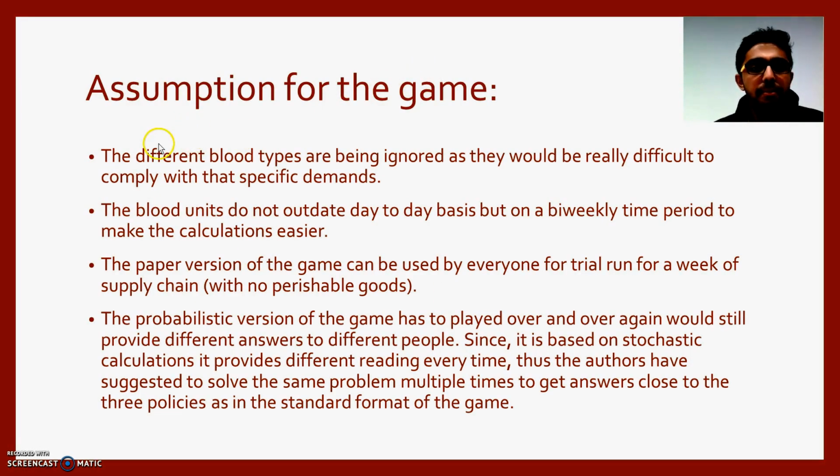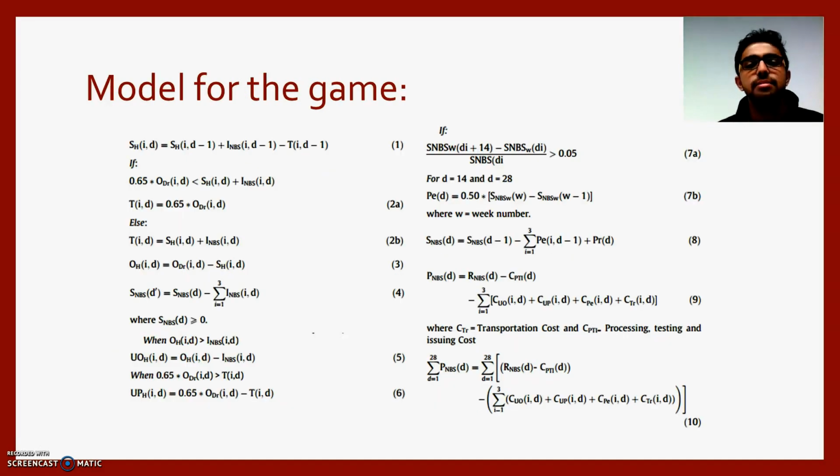Assumptions for the game. To make the game simpler, we are avoiding the blood types, as well as a day-to-day basis. Instead of the day-to-day basis of outdation, we are using a bi-weekly time period to make the calculations easier. The paper version only runs for a 1-week trial run, so it's not considering the perishable goods at all. The probabilistic version of the game has to be played over and over again, but it still wouldn't give you the same results because it's based on stochastic calculations.